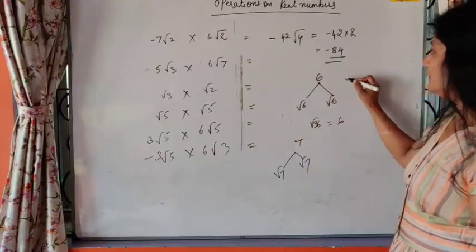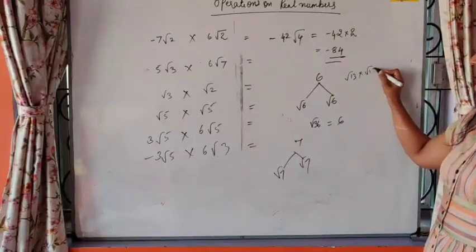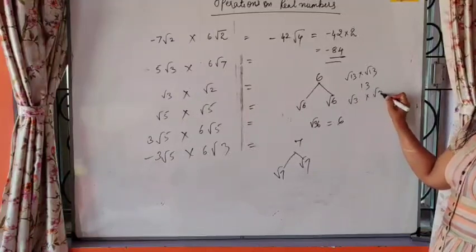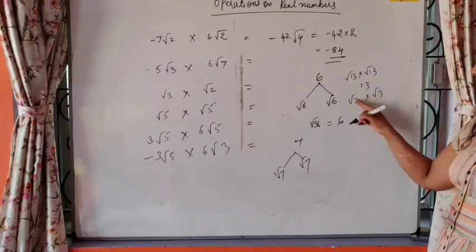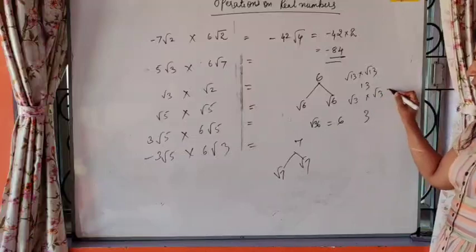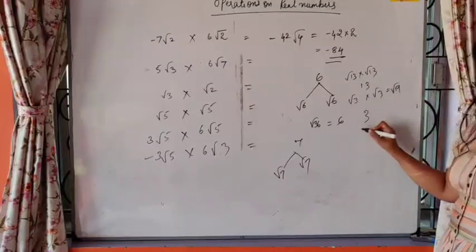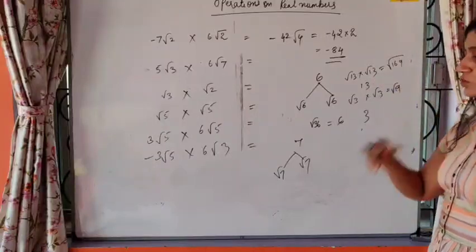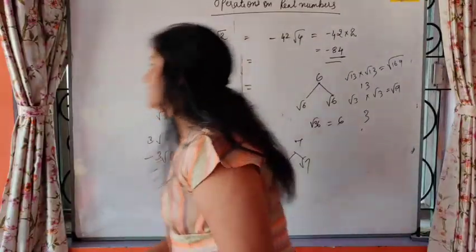Like root 13 into root 13. What will you get? 13. Okay? Root 3 into root 3. What will you get? 3. Because root 3 into root 3 is root 9. And root 9 is 3. Root 13 into root 13 is root 169 and root 169 is 13.